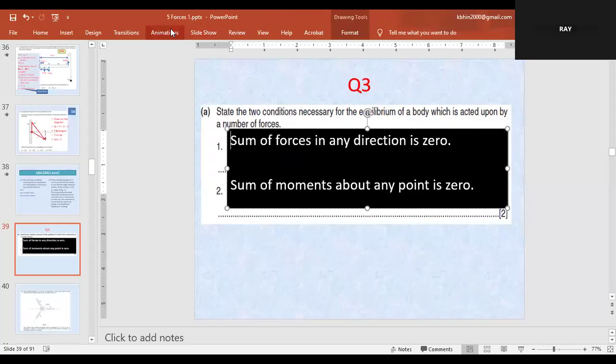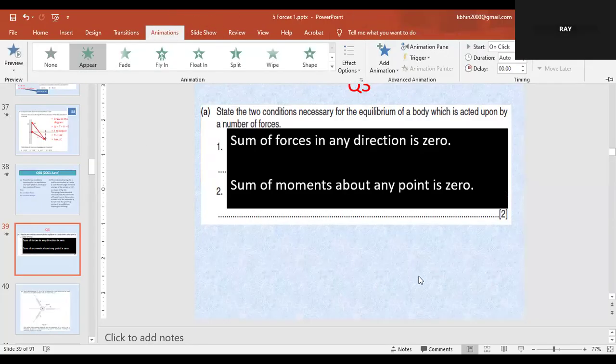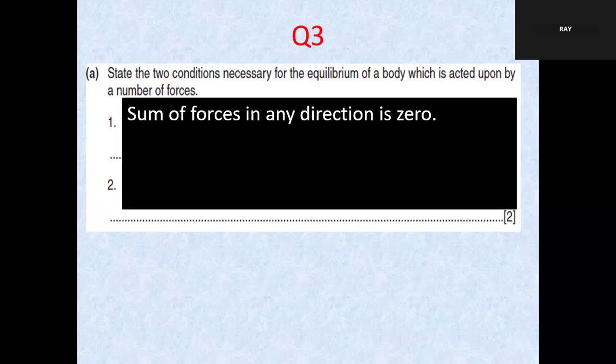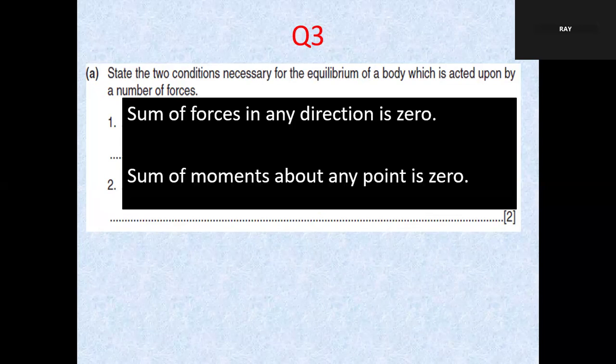Say the two conditions for equilibrium. No resultant torque. There's not only one condition: no resultant force. The sum of forces in any direction is zero, or no resultant force, no resultant moment.